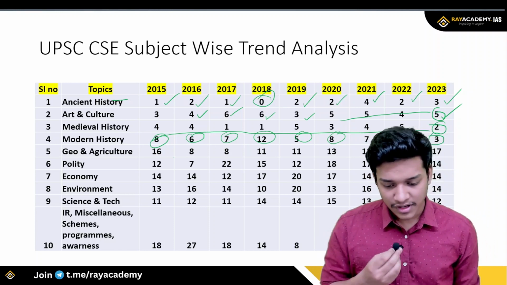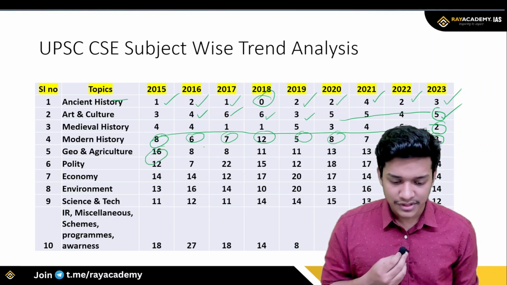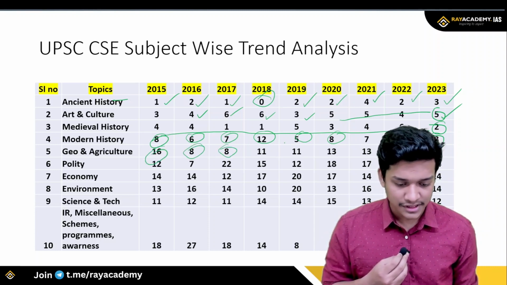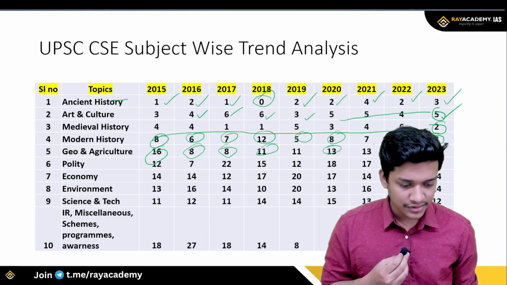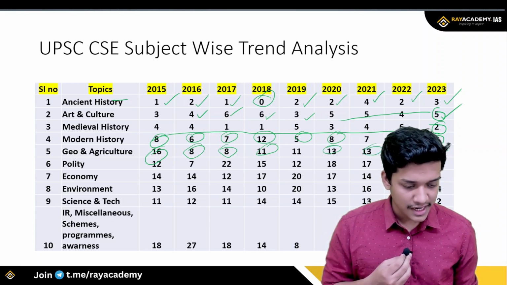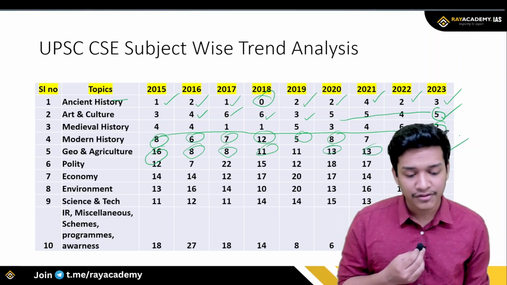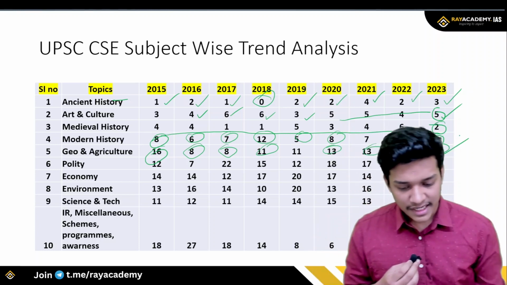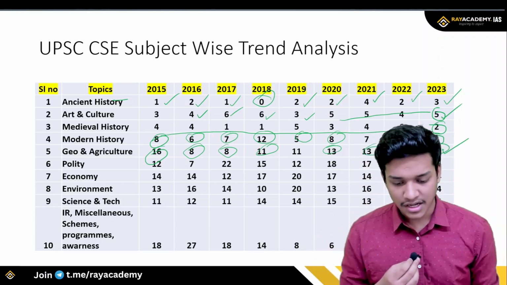And then you can see geography and agriculture, there were 16 questions, 8 questions, 8 questions, 11 questions, 13 questions, 13 questions, 16 questions. And in 2023 there were 17 questions. So it's showing that it has a high weightage. Geography and agriculture has a high weightage.